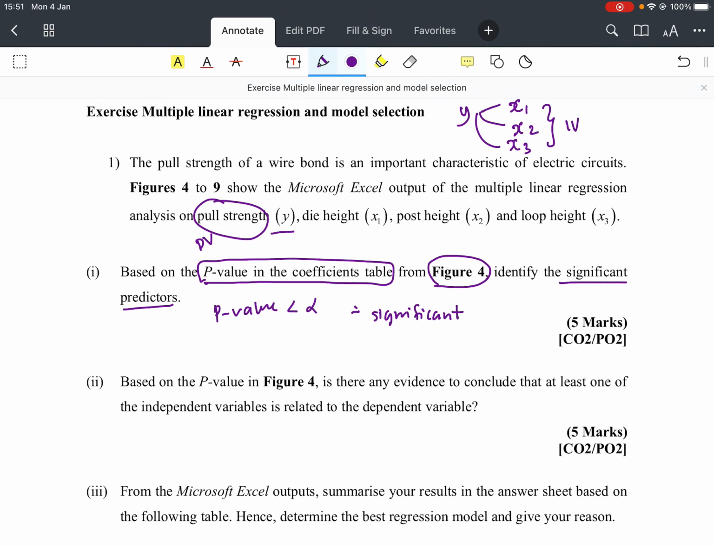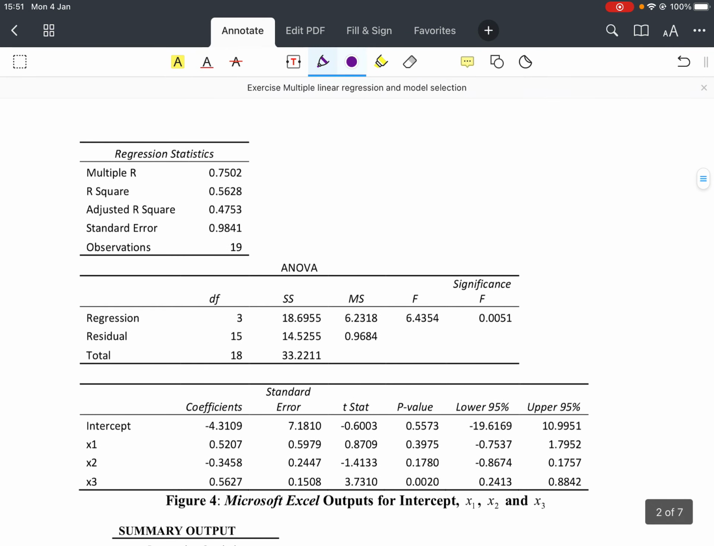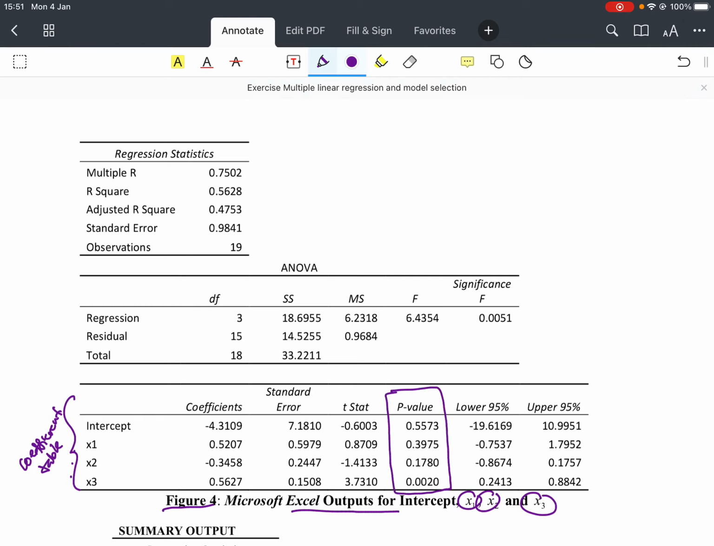Cool. So let's look at figure 4. So which one is figure 4? So here is figure 4. Microsoft Excel output for X1, X2 and X3, the three predictors. So you have X1, X2, X3. P-value at the coefficient table. So this one is the coefficient table. So based on the p-value in the coefficient table here, identify significant predictors.